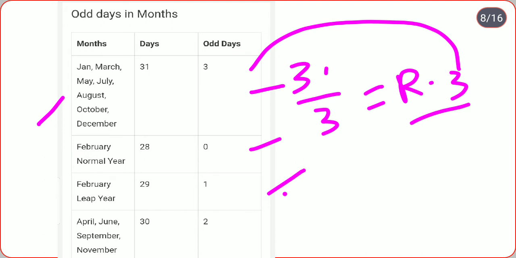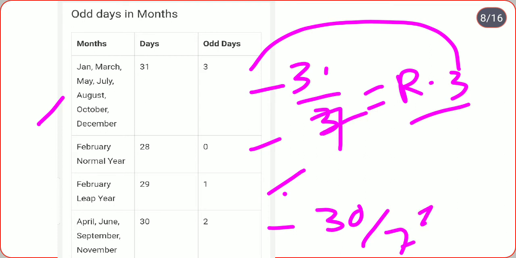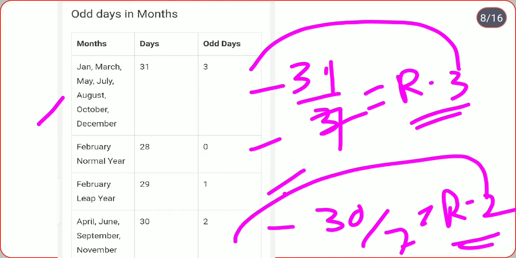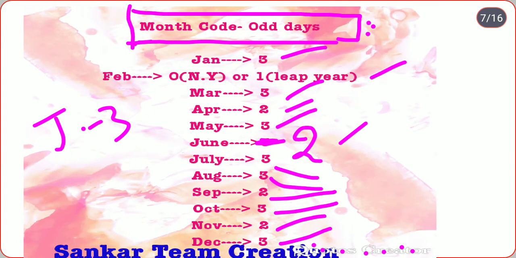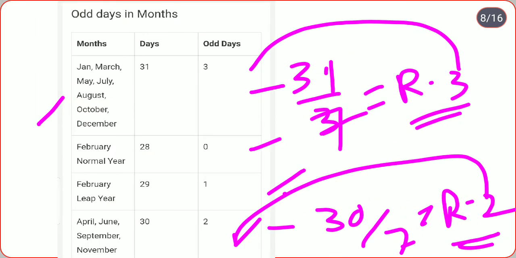April, June have 30 days. 30 by 7 gives remainder 2. Here 31 days by 7 is remainder 3, and 30 by 7 is remainder 2, that is 2 odd days. Are you understanding? Same. Shall we go to the next point?